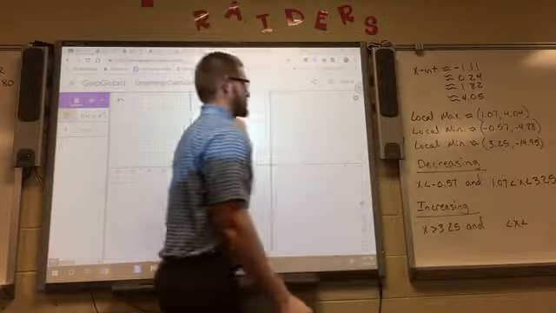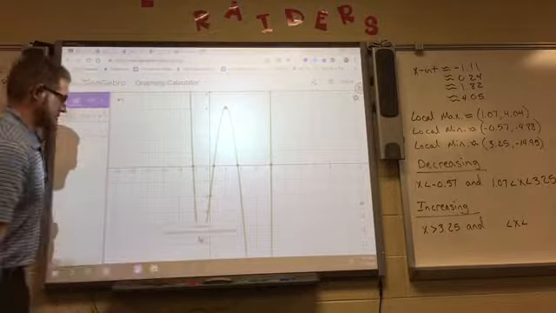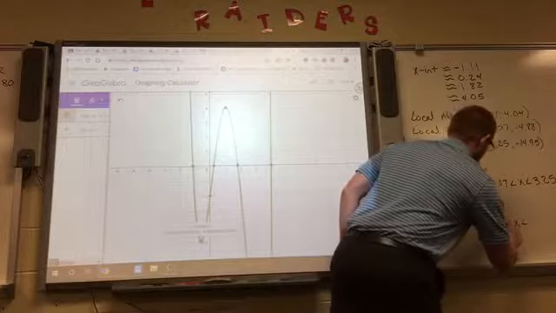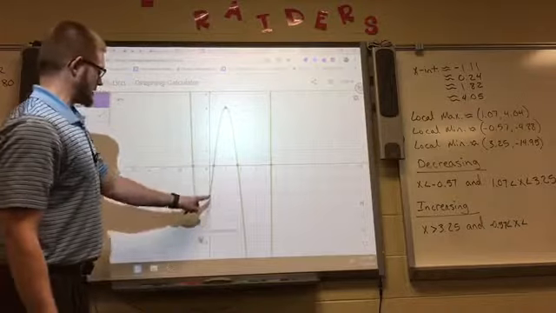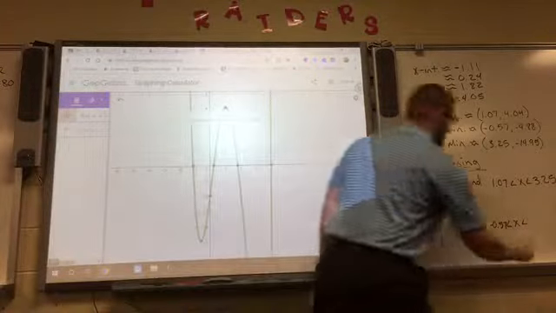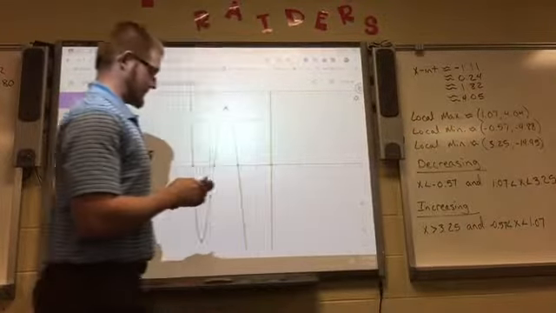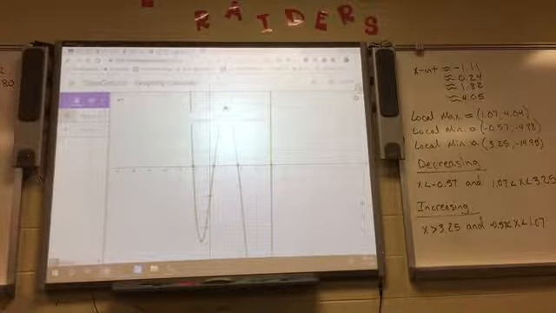When x is in between what two numbers? Negative 0.57 all the way until 1.07. Okay, and then that would be the end of that question. That satisfied everything that they asked us.